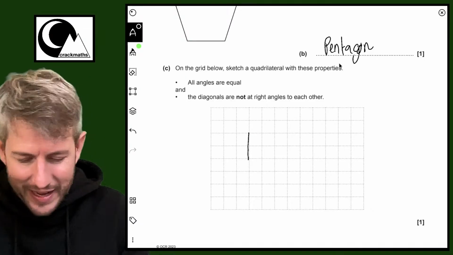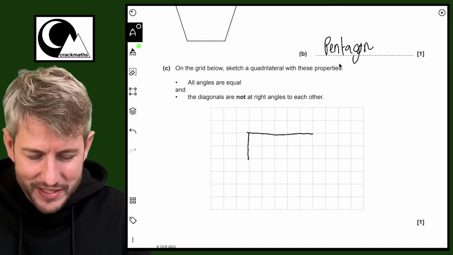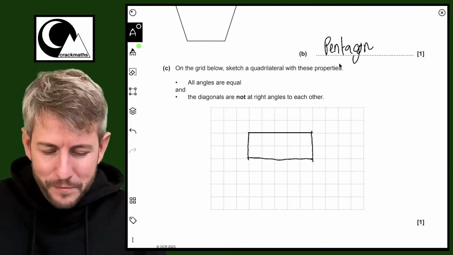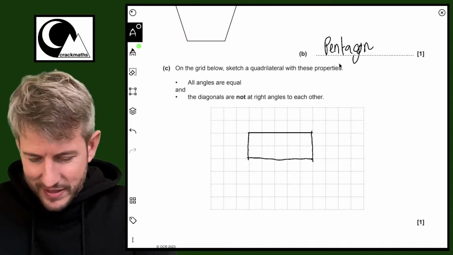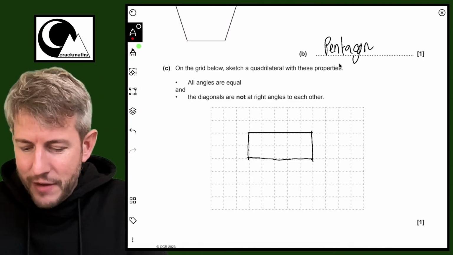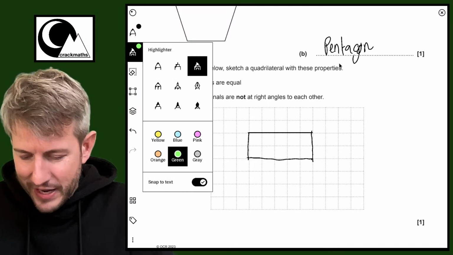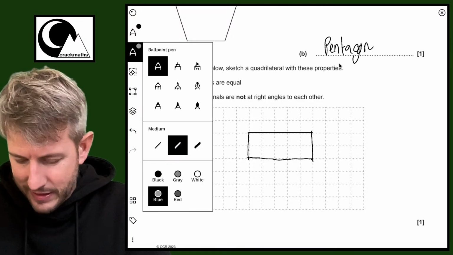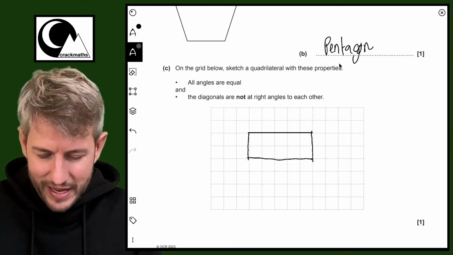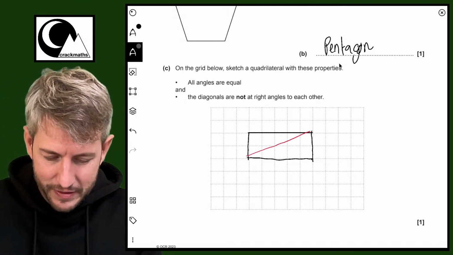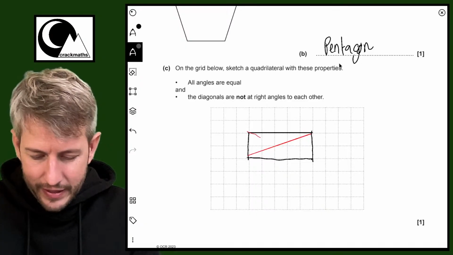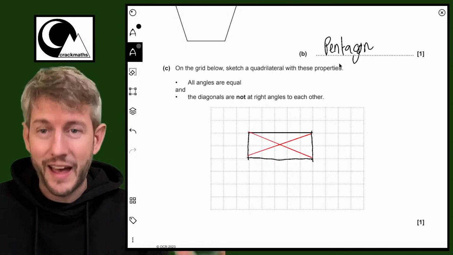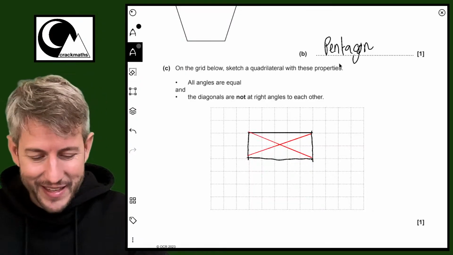One second. If I draw a rectangle, let's have a look if that fulfills this criteria. So they're all 90 degrees. Yep, check, check, check. And then let me just quickly look at the diagonals. I'll draw them in now, let's do that in red. We've got a line here and then we've got a line here. So they're the diagonals, and they definitely do not meet at right angles. So that is all good.